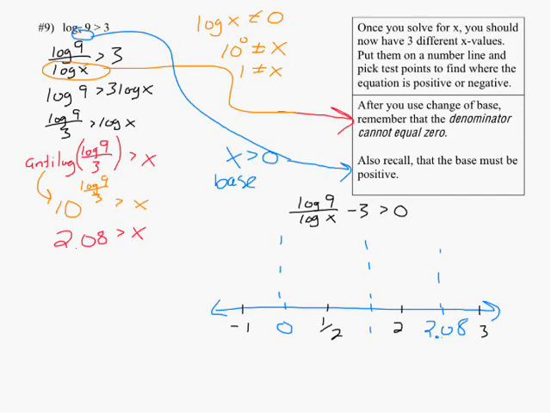If you were to put these things in your calculator, you would get the following. You would get undefined, you would get a minus, you would get a plus, and you would get a minus. The answers are our pluses because it says is greater than 0. So our answer is different than what we originally thought. Our answer is bigger than 1 and less than 2.08.